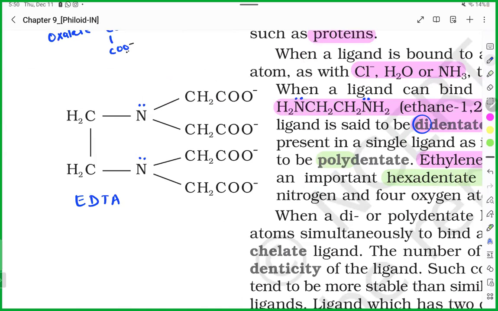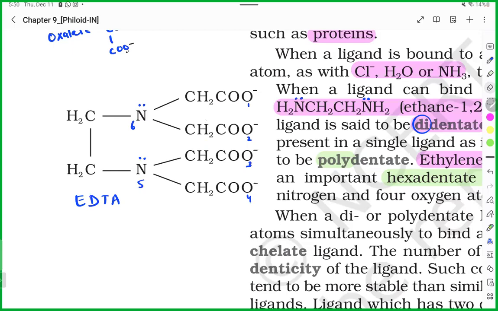Tetraacetate: one, two, three, four. Four acetate groups. So this oxygen will donate electrons to the first oxygen, second oxygen, third oxygen, fourth, and then fifth, and this is sixth. Make sense?